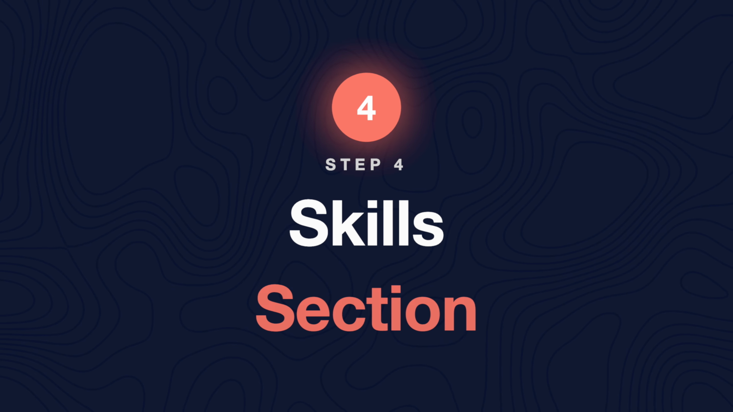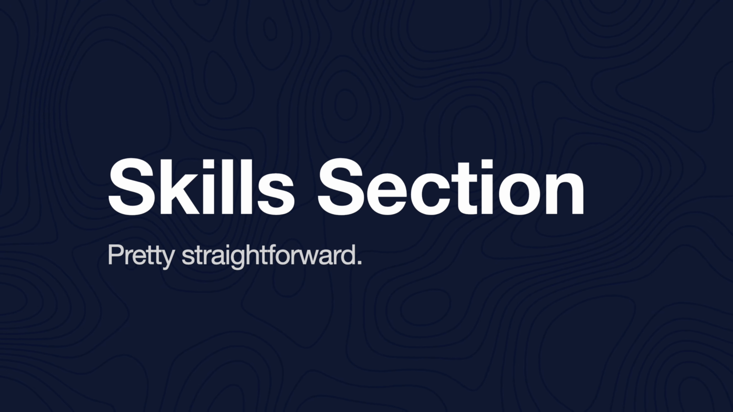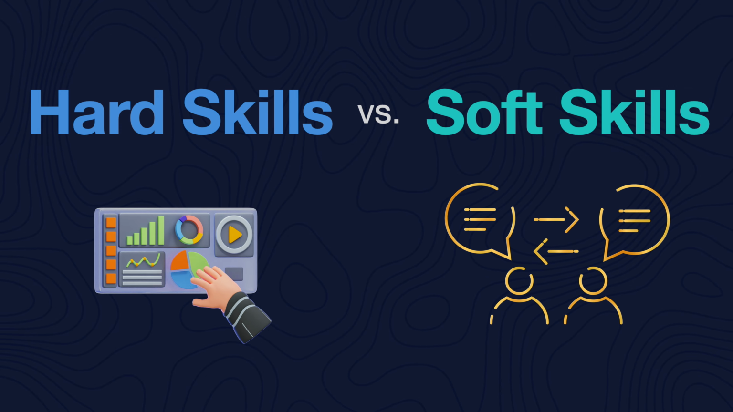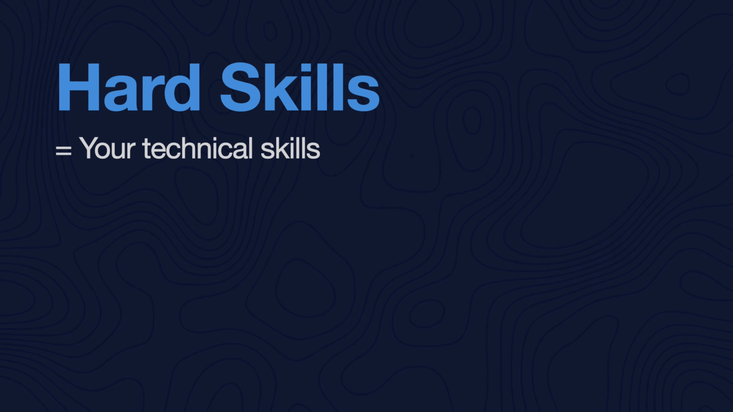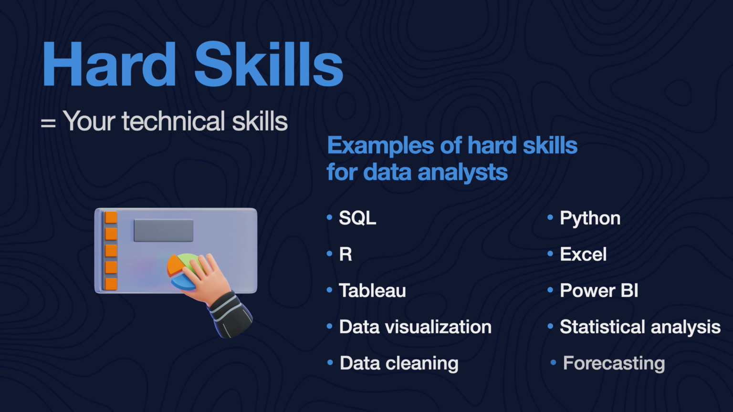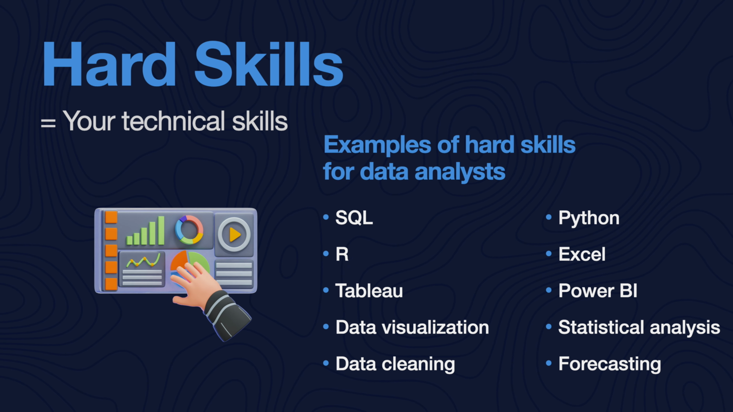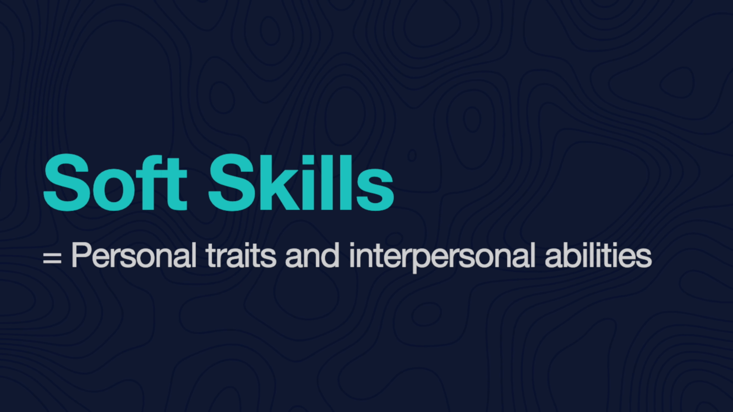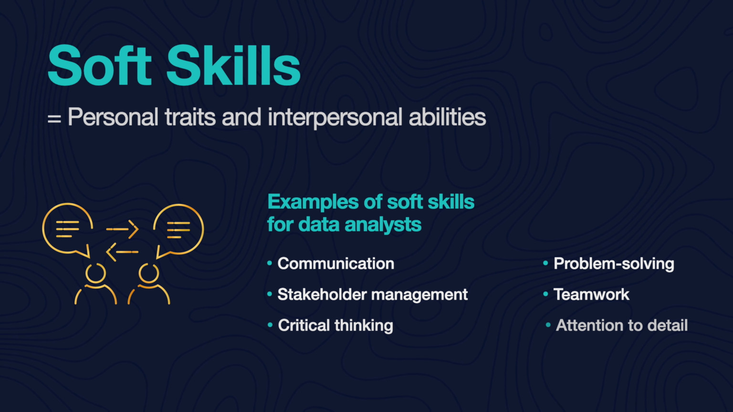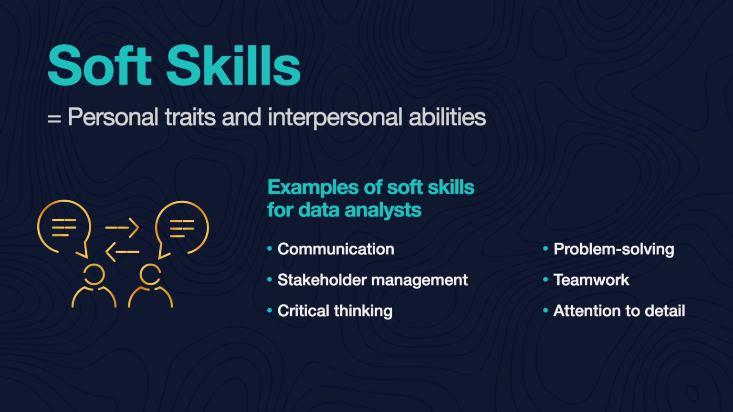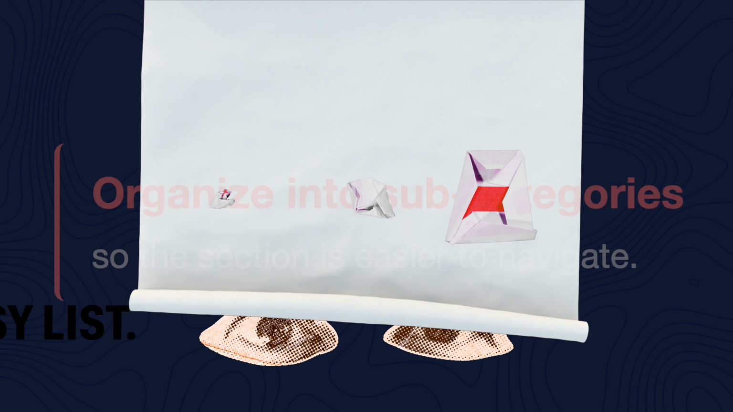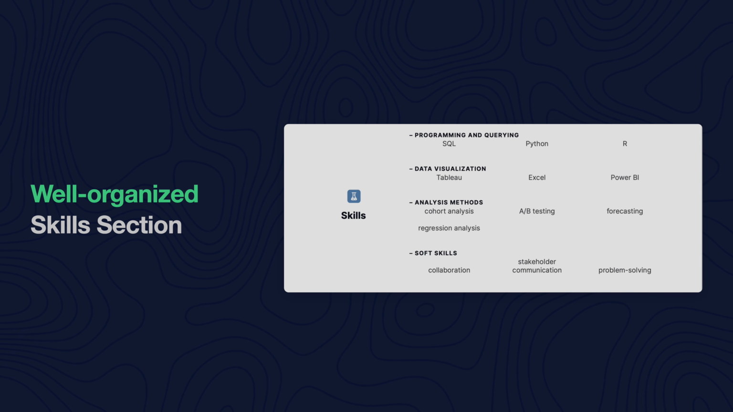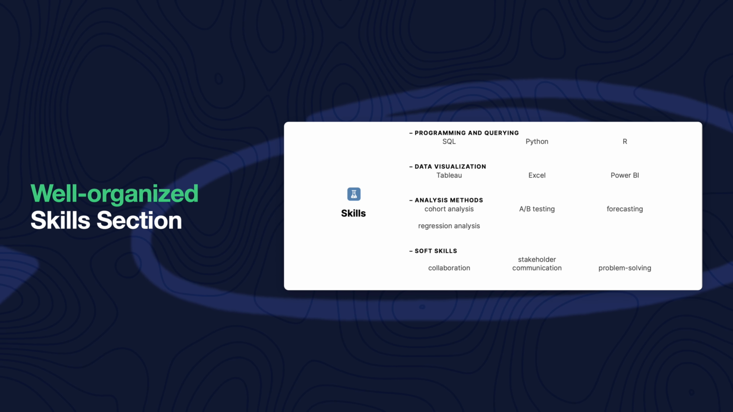Step 4. The skills section. The skills section is pretty straightforward, but it deserves a few words. Here, it helps to know the difference between hard skills and soft skills. Hard skills are your technical skills, things like SQL, Python, R, Tableau, Power BI, data visualization, statistical analysis, data cleaning, forecasting, and so on. Soft skills are things like communication, problem solving, critical thinking, stakeholder management, or attention to detail. And instead of putting everything into one long messy list, it's better to organize your skills into subcategories so the section is easier to navigate. Here's what a well-organized skills section can look like on a data analyst resume.